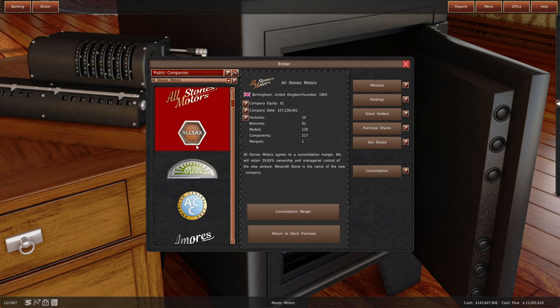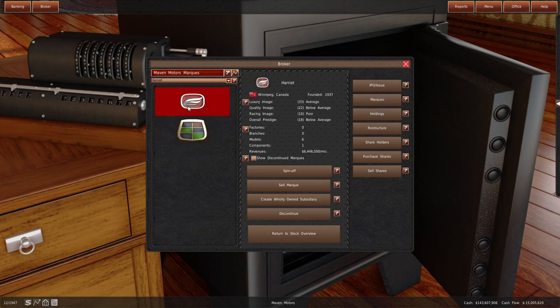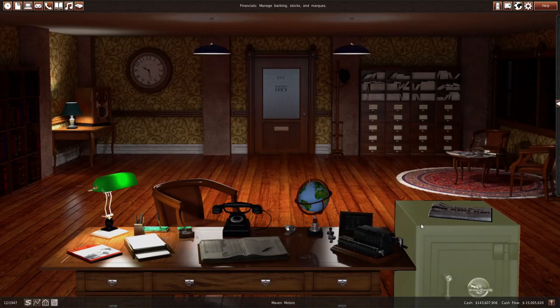We could merge them actually. We could merge them, or we could buy them. Actually, no, I don't want to merge with them. This is a tough one, actually. This is a really interesting choice here. We might bite the bullet and buy them. We'll buy them.